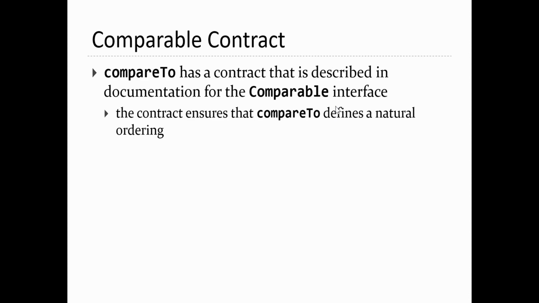Oh, I guess we should look at an example where you don't want to do this. One classic example where you don't want to implement compareTo is if you're implementing a class for rock, paper, scissors. Everybody knows rock, paper, scissors. Rock beats scissors, scissors beats paper. The problem is paper beats rock.